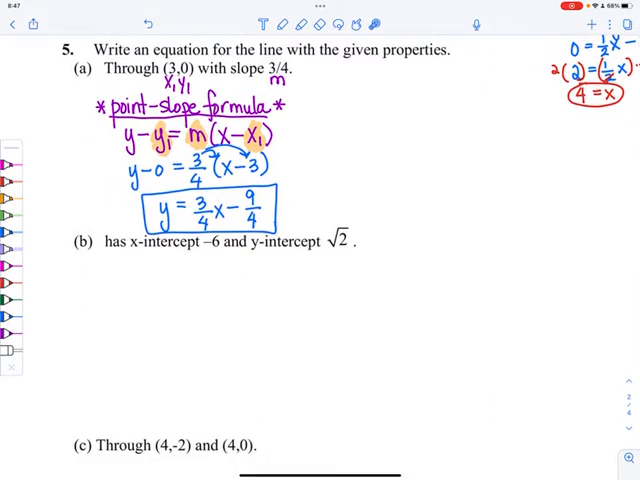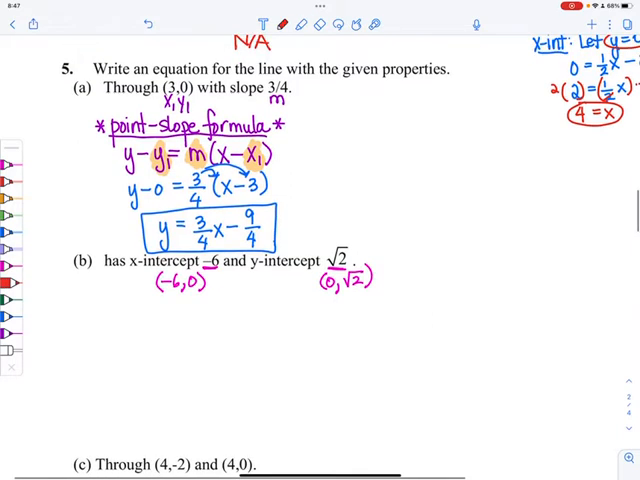What do we do if we've got a line that has an x-intercept of -6 and a y-intercept of square root 2? Well, remember, this means it's (-6, 0), written as an ordered pair, and then the y-intercept will be (0, square root 2). Okay, so we've been given 2 points.